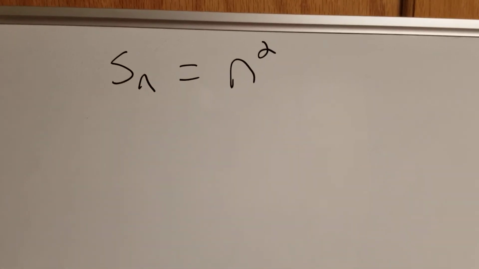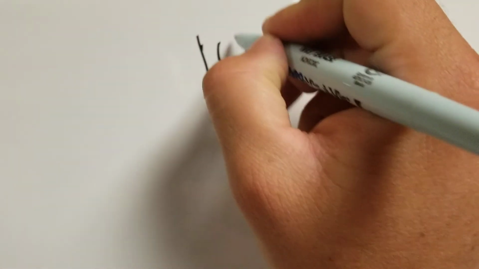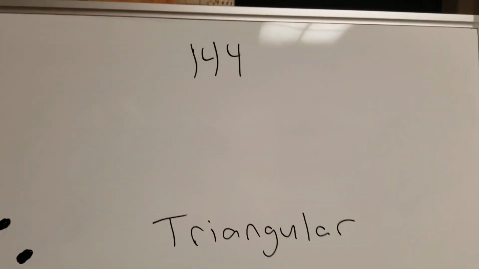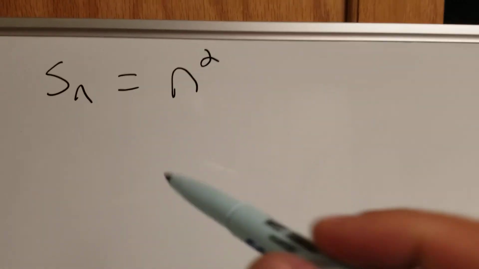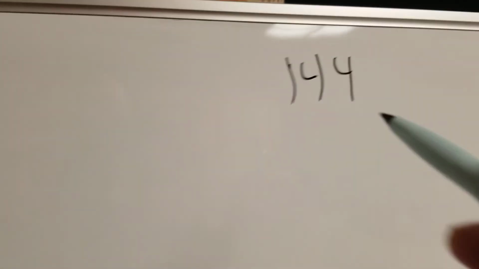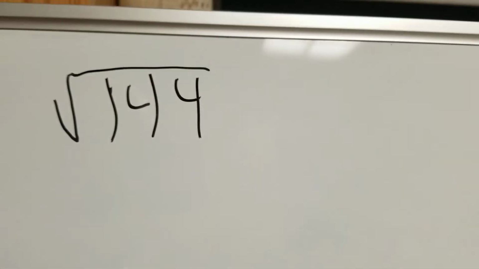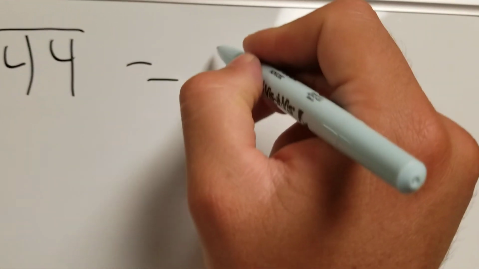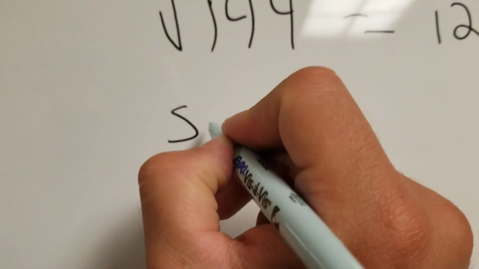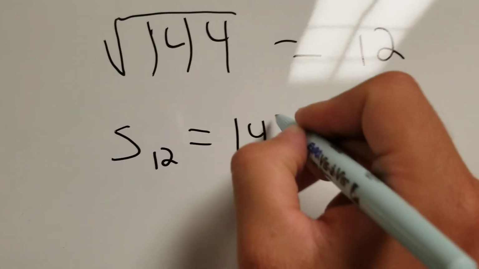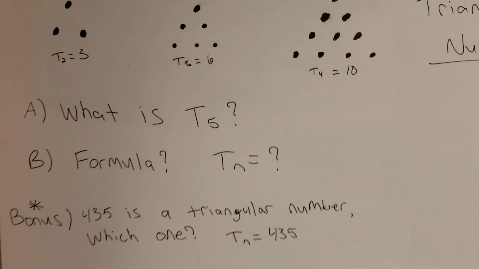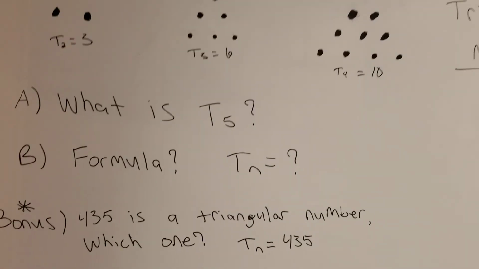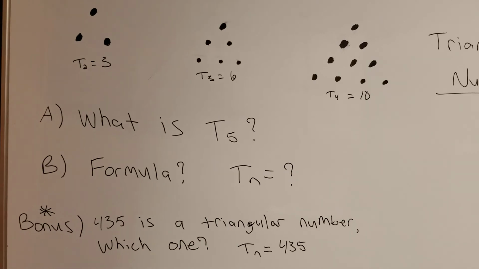So if we come up here, the equivalent of this would be, for example, if I said 144 is a square number, which one, in other words, what n? Well, if I'm working backwards, to square a number, the inverse, as we call it in math, is to take the square root, right? And that would be 12, and so that tells me that S sub 12 equals 144, right? So that's working backwards, and that's what I want you to be able to do with the triangular numbers. Really, if you end up with a good formula for B, then the bonus problem shouldn't be too tricky.